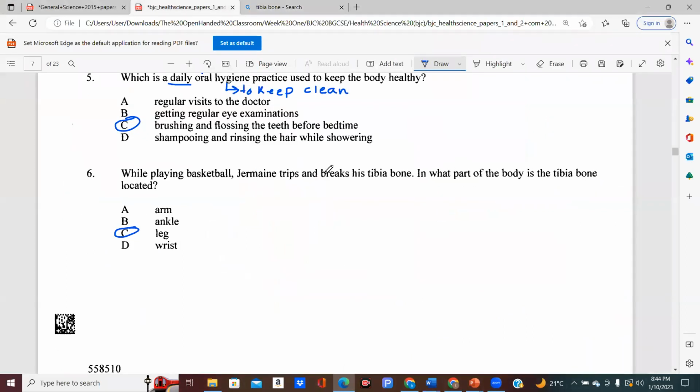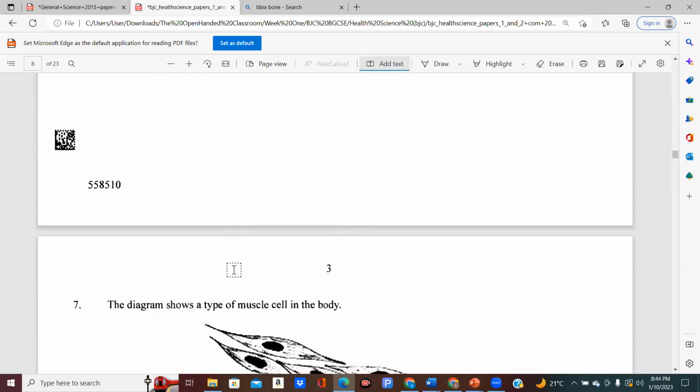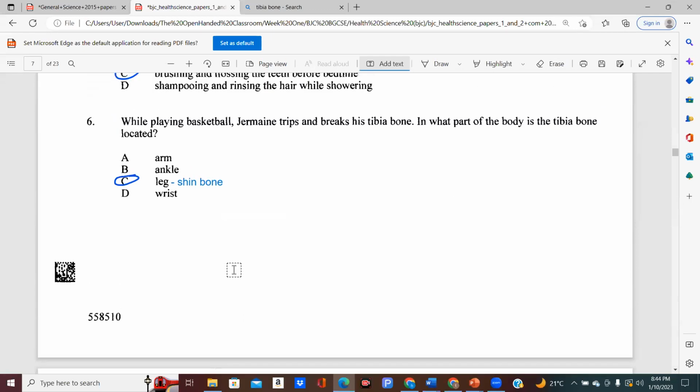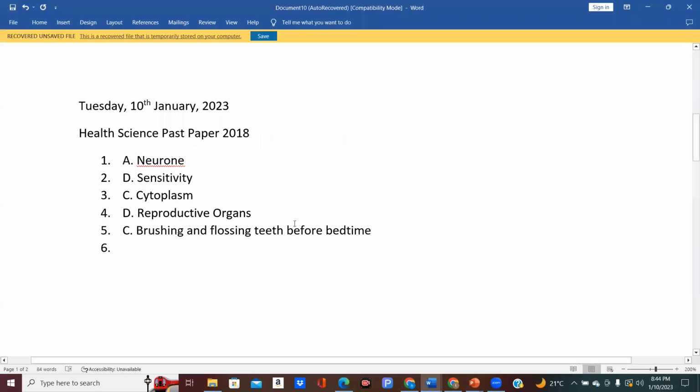So the tibia bone, another name for that is going to be obviously the shin bone. All right, shin bone. Can I see the answer again? Yeah, shin bone. So number 6 is C. And that's the shin bone.